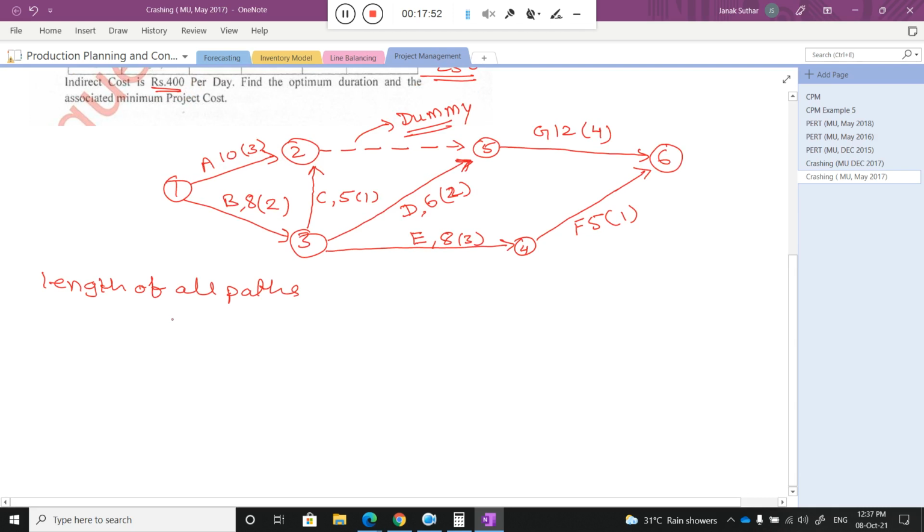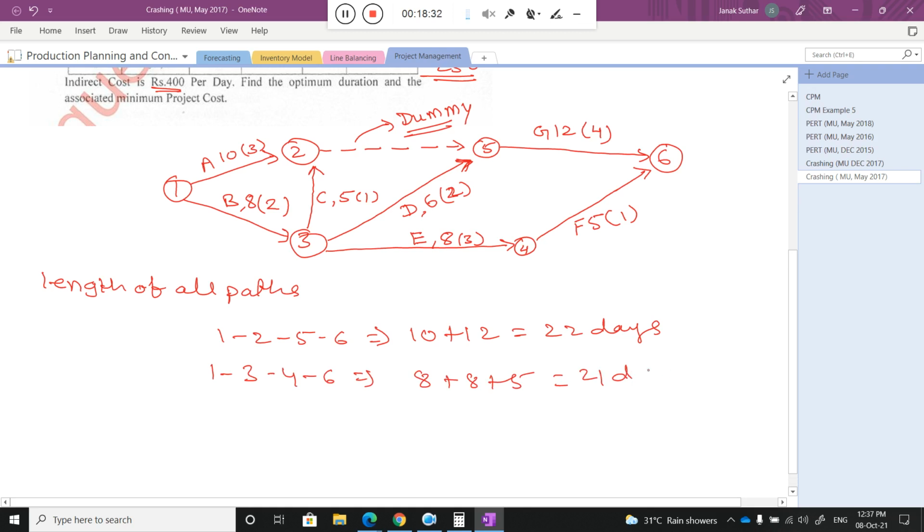Okay, so can you quickly tell me the paths available in this network diagram, class? One, I directly write 1, 2, 5, 6. Okay, if you give 1 minute, one by one I will. It will be 10 plus 12, which is 22 days. Okay, 1, 3, 4, 6. That is 8 plus 8 plus 5, which is equal to 21 days.